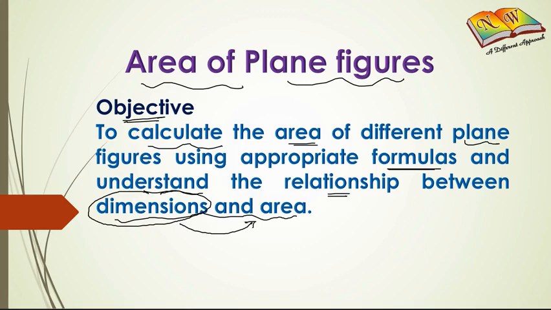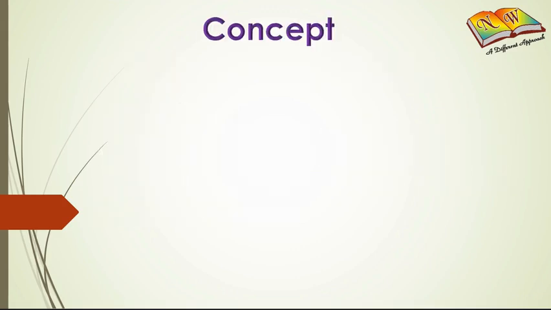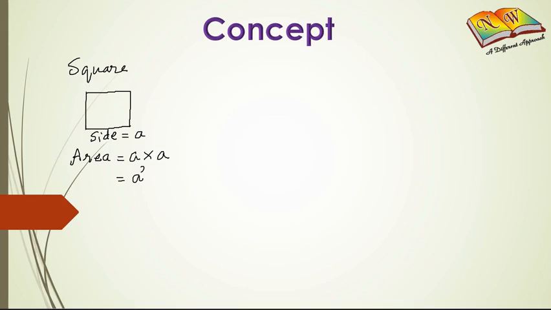of a plane figure. Let's first understand the shape of a square. In a square, we have four sides which are of equal length, and the only dimension we need to know is the length of the side. So if we assume that the side length of a square is A, then this dimension, that is the side of the square, is related to the area as side into side. So you just have to do side square to get the area of a square.